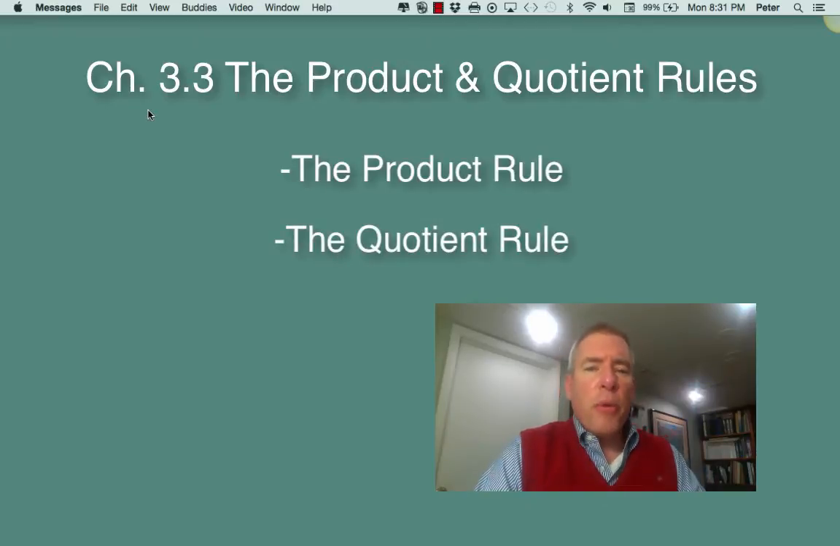Up till now, we've really only learned how to deal with some pretty basic functions. We got the constant function, the power function, and exponential function. We can deal with sums and differences of functions, but nothing more complicated than that, and certainly nothing as complicated as a composite function.